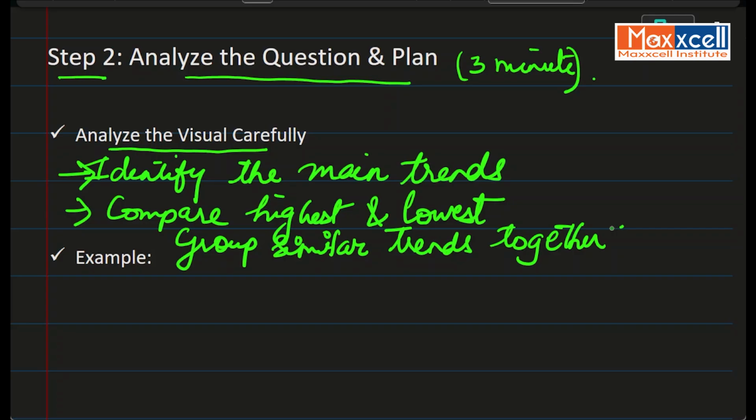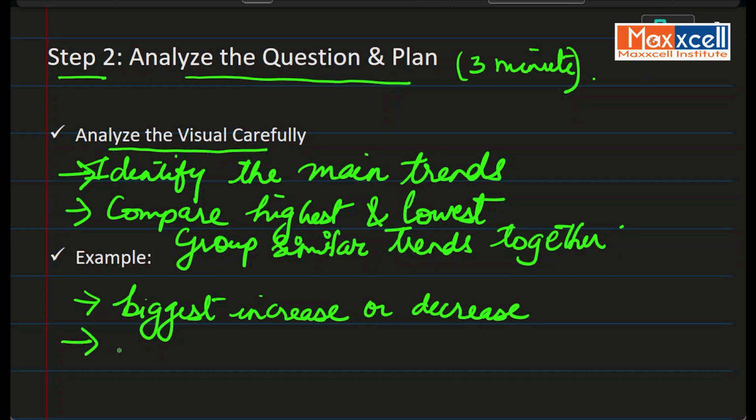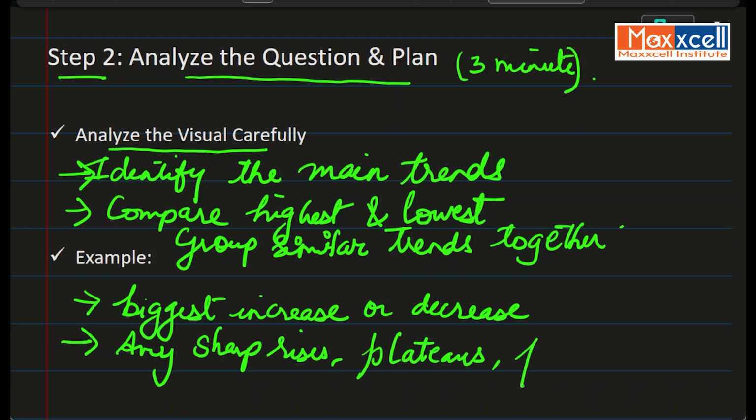For example, let us see one example. So in this, if you see a line graph showing population growth from 1990 to 2020, focus on the biggest increase and decrease. So when you're highlighting certain points, you need to highlight firstly the biggest increase, or the decrease. So this is something which you need to highlight. The second one is any sharp rises and plateaus, or the fluctuations. So this is something which you need to pay attention to.